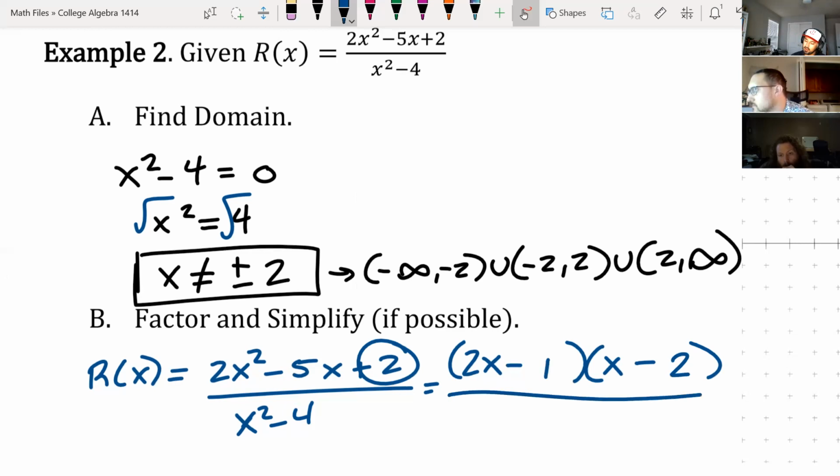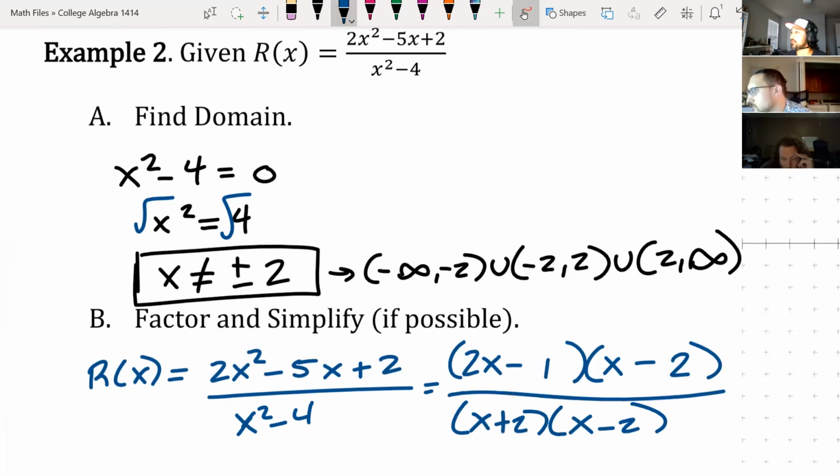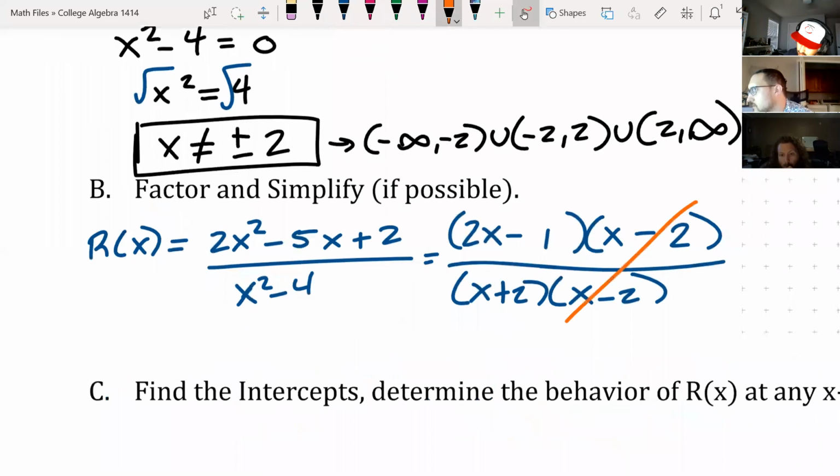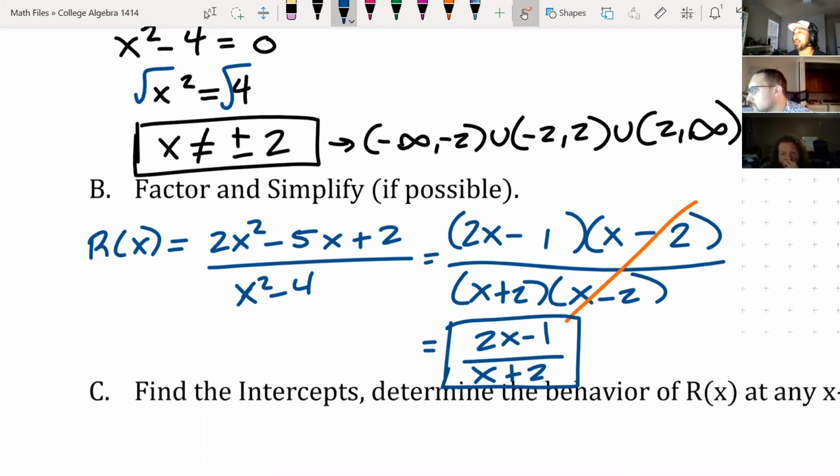Good. And does the denominator factor? Yes, it does. x plus 2, x minus 2, which means we have factored, and now can we simplify? Yes, we can take out the x minus 2's as 1s. And we get a brand new function, 2x minus 1 over x plus 2. And this is the function we are going to be working with.